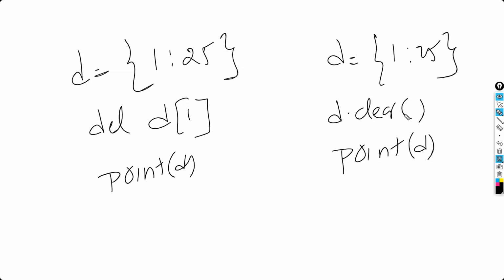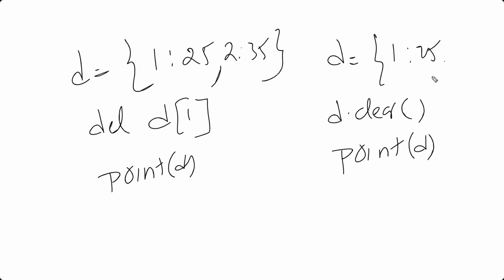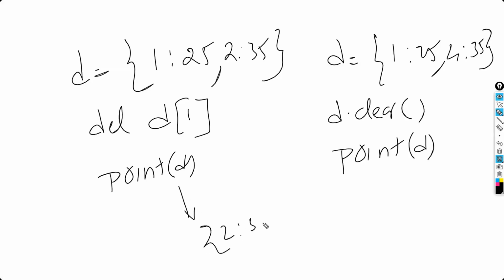Basically clear means all the items are cleared. For example, you are having two items. This is the first item. Second item is 35. Now what is the output? In this case, it is going to remove the 25. 25 means automatically key 1 also removed. And what is the balance? Now when you print D, what is the output? Dictionary of 2 with 35. In this case, what is the output? Empty dictionary.